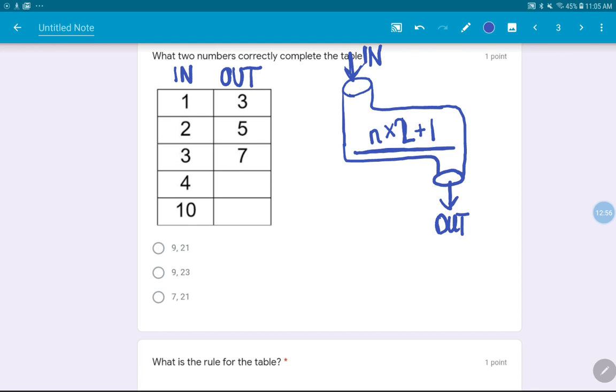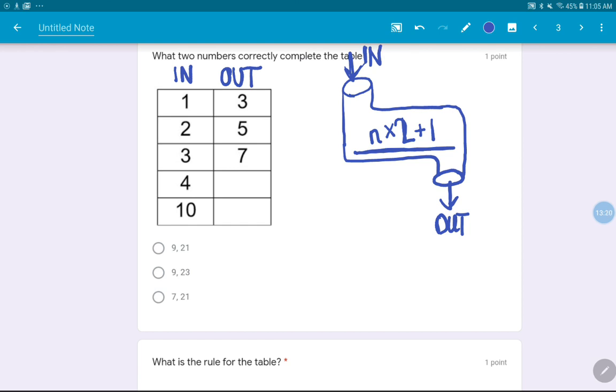All right, so that works on the first one. Let's try it with 2. If we drop in a 2, 2 times 2 is 4. Plus 1 is 5, so that works. If I drop in a 3, 3 times 2 is 6. Plus 1 is 7. So does that work? Yes. All right, so Owen's figured out our rule.